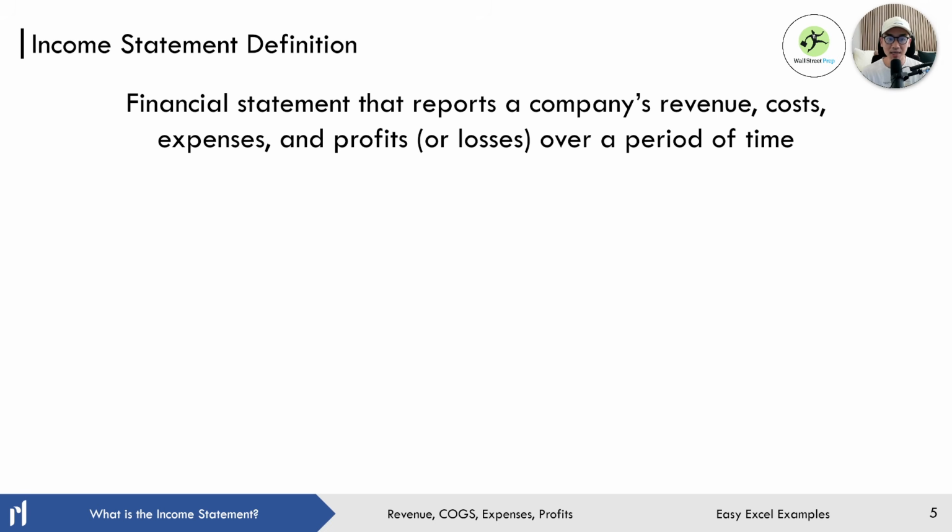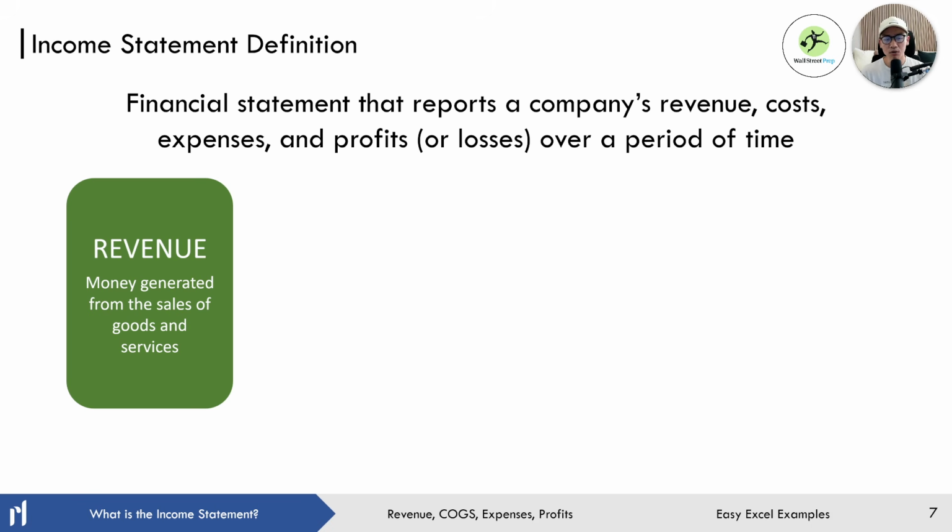So the income statement can be defined as a financial statement that reports a company's revenue, costs, expenses, and profits or losses over a period of time. And one part I want to focus on here is the period of time part. That's different from the balance sheet, which is just a snapshot in time, versus the income statement, which is over a period of time. And when we go through the Excel, you'll see what I mean.